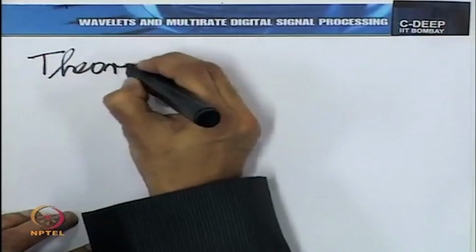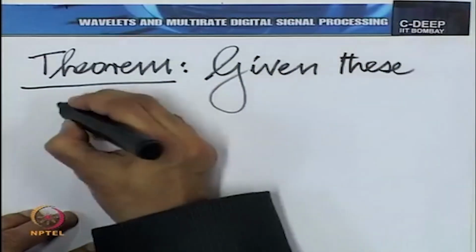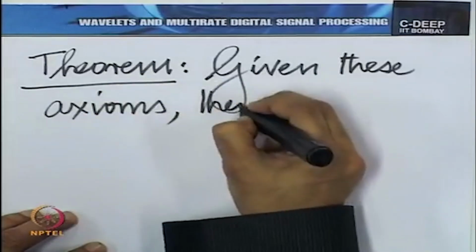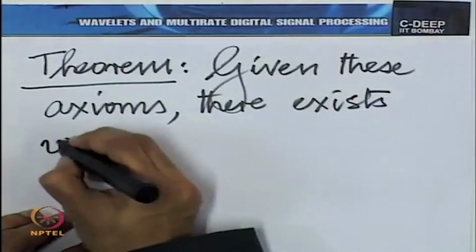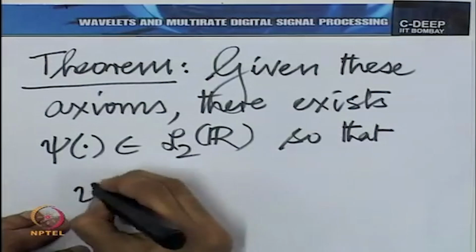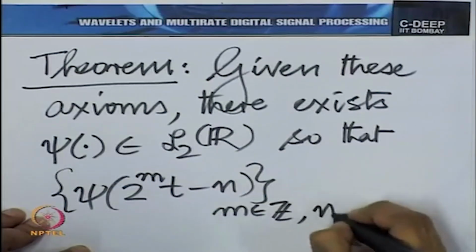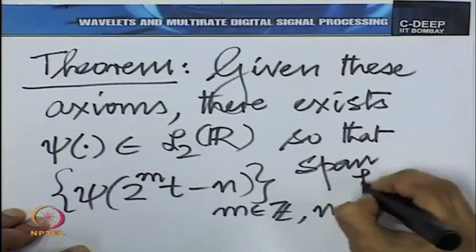And here we have taken the Haar multi-resolution analysis to build the idea up, but the whole abstraction is that we can have several different phi's, and then to end this lecture the corresponding psi's. So, where does the psi come in? It comes in what is called the theorem of multi-resolution analysis. Given these axioms, there exists a psi belonging to L2(R), so that psi 2 raised to the power of m t minus n for all integer m and all integer n span L2(R). This is a very, very significant idea.